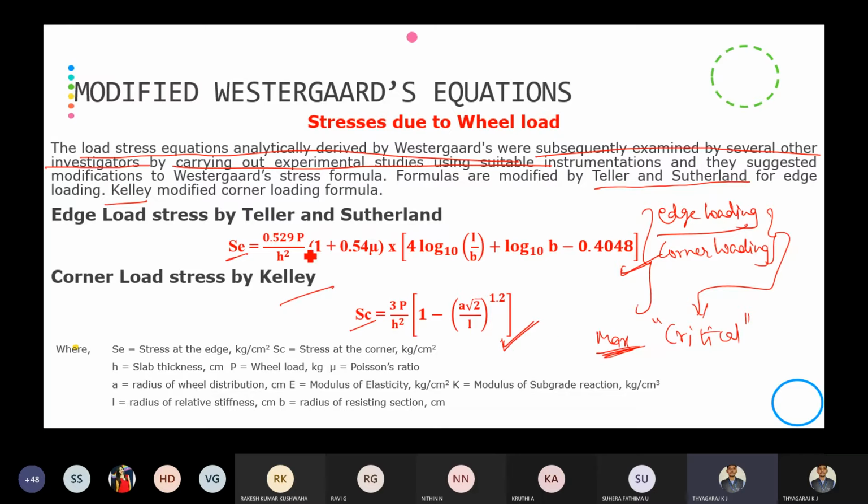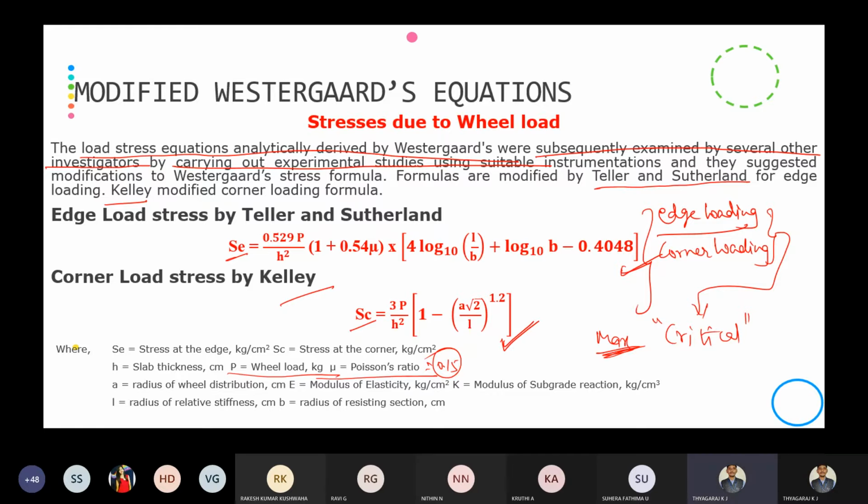You can observe here P is the wheel load, and mu is Poisson's ratio. We can take it as 0.15. The Poisson's ratio of cement concrete is constant, and you have to remember it is 0.15. This is a general question they will ask in competitive exams: the Poisson's ratio of cement concrete is 0.15. And all other terms you already know.